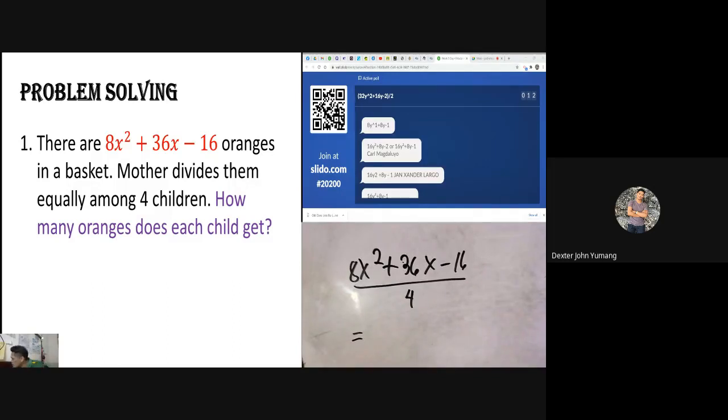2x squared plus 9x minus 4. Angel, 2x squared plus 9x minus 4. The same with Carl and the rest. Asnya, negative daw po sa kanya. Take note, Asnya, mag-negative ka lang po kapag magkaiba po ang sign. For example, negative positive or positive negative.